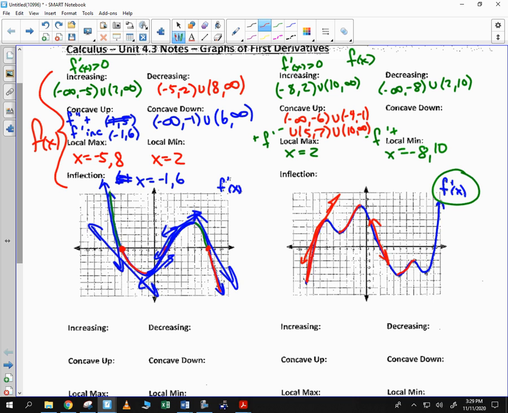Concave down is going to occur wherever the second derivative is negative, or wherever the first derivative is decreasing. So look at these green spots I'm drawing here. That's where the first derivative is decreasing, or f double prime is negative. Looks like from 1, 2, 3, 4, 5, 6, -6 to -4.